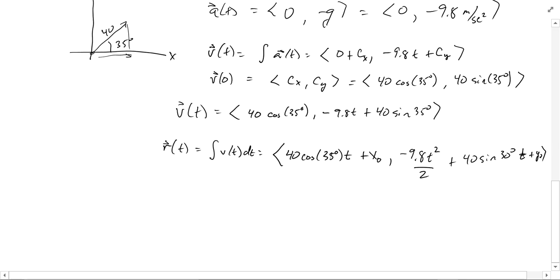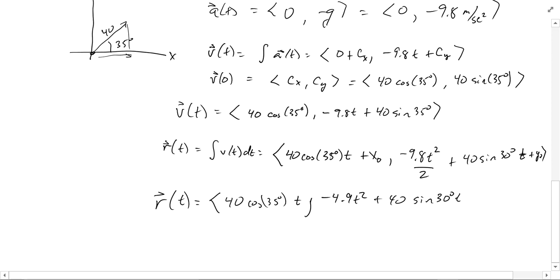If we're looking at this as being fired from the origin, then your initial x coordinate and initial y coordinate are 0. So it's probably something like this: 40 cosine of 35 degrees times t for the x component, and minus 4.9t squared plus 40 sine of 35 degrees t. Again, if we're assuming your initial position is 0, 0, x0 and y0 would be 0. And so there we would have our position as a function of time.